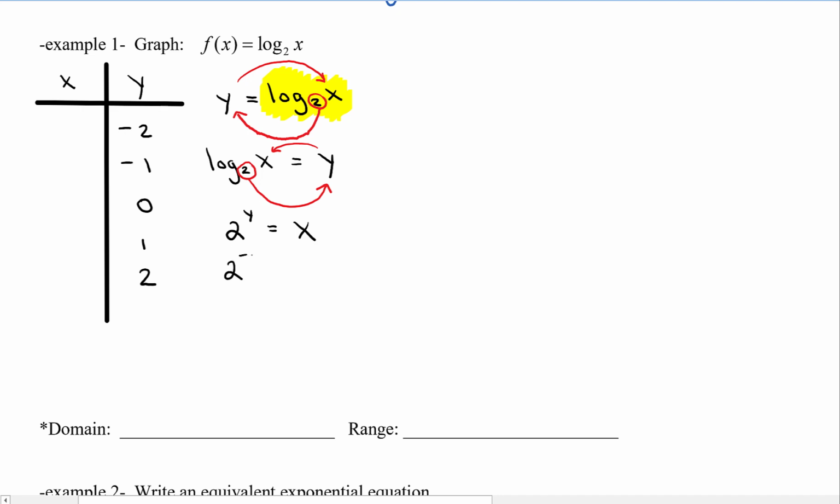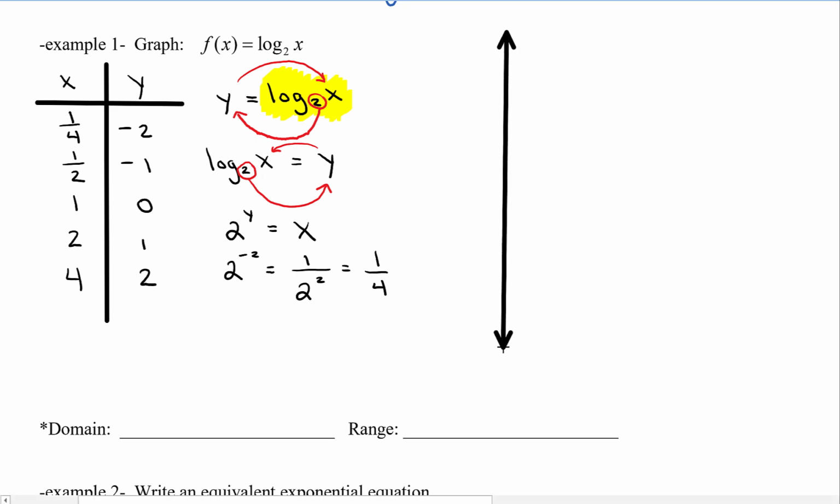We got 2 raised to the -2 power, which is equal to 1 over 2 squared, which equals 1/4. So I'm going to write that next to the x. And then for y equal to -1, we're going to get x equal to 1/2. Y equal to 0, we're going to get 1. Y equal to 1, we're going to get x equal to 2. Y equal to 2, we're going to get x equal to 4. So for my table of values, I've got the ordered pairs 1/4, -2, 1/2, -1, 1, 0, 2, 1, 4, 2.